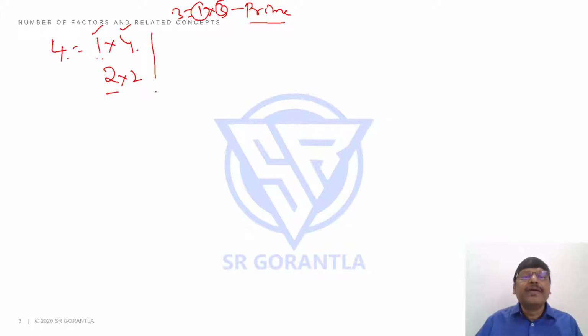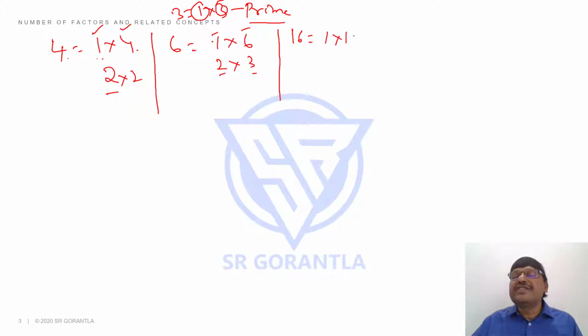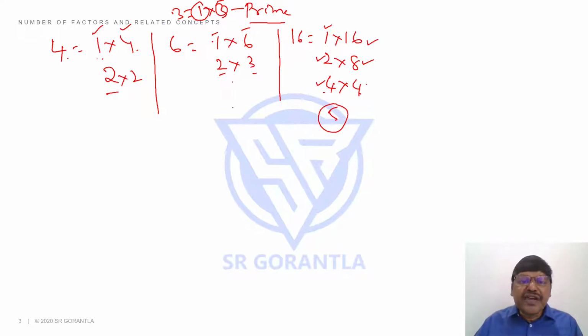Suppose I take 6: 1 and 6, 2 and 3. How many factors do I have? 1 and 6, 2, and 3, another 2, total 4 factors. Suppose I take 16: 1 and 16, 2 and 8, 4 and 4. How many factors? 1, 2, 3, you don't count the same number twice, 4, 5 factors. Here how many factors? 4 factors. Here how many factors? 3 factors. Why? 1, 4 and 2.